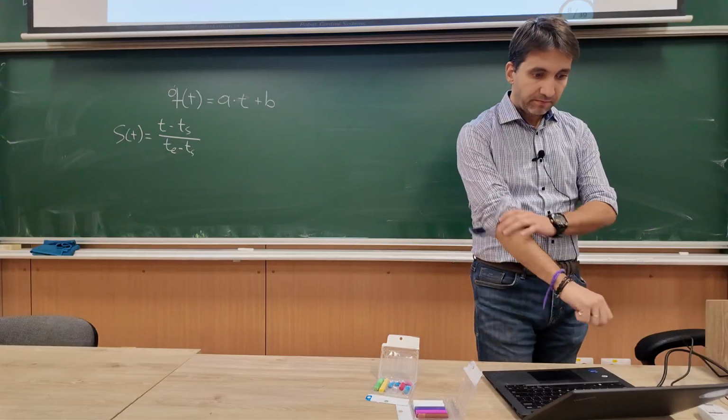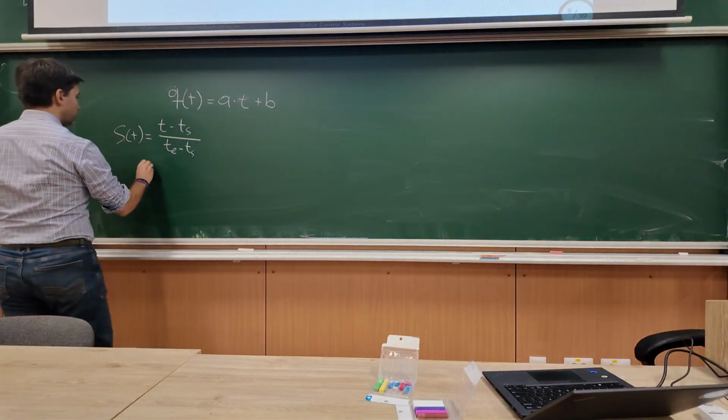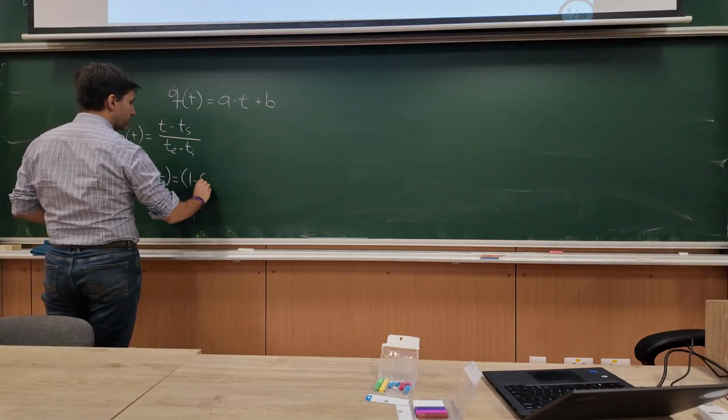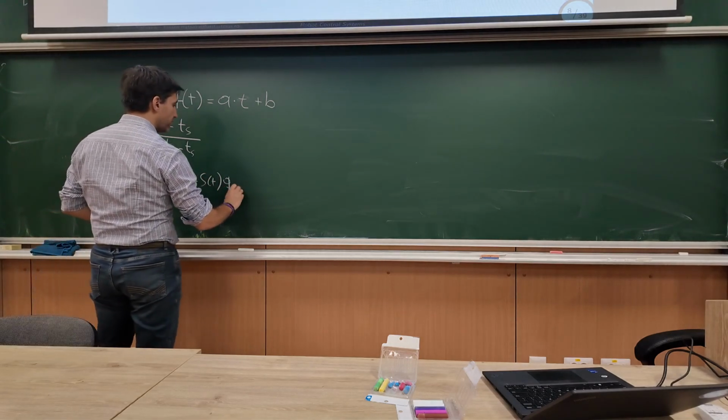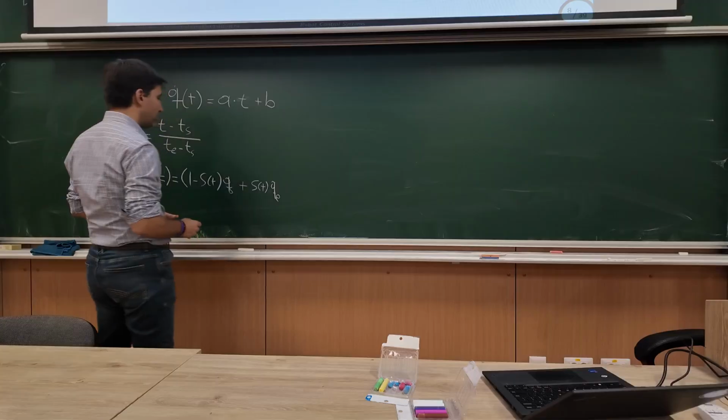So our equation above, I can write as a function of S of T. Q of time will vary from Q starting to Q ending, where S will vary from 0 to 1. It's a little bit dense here, but I'm writing it like this: Q of time equals 1 minus S of time, times Q starting, plus S of time times Q ending.